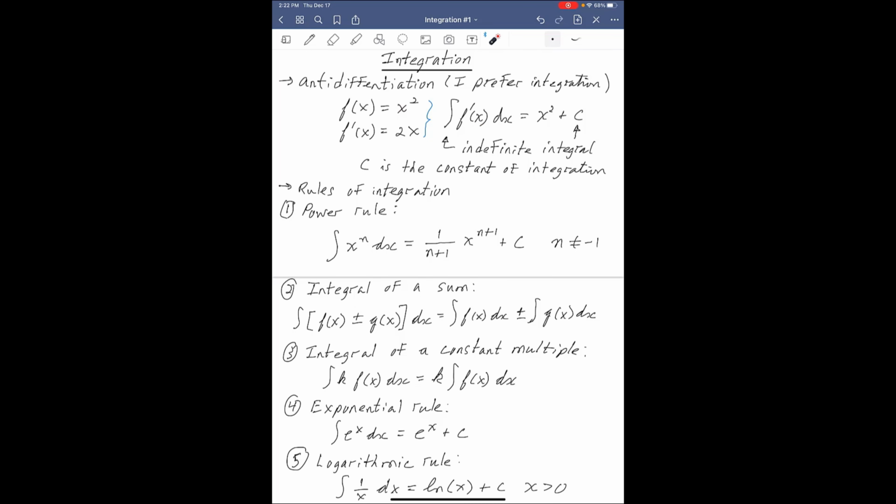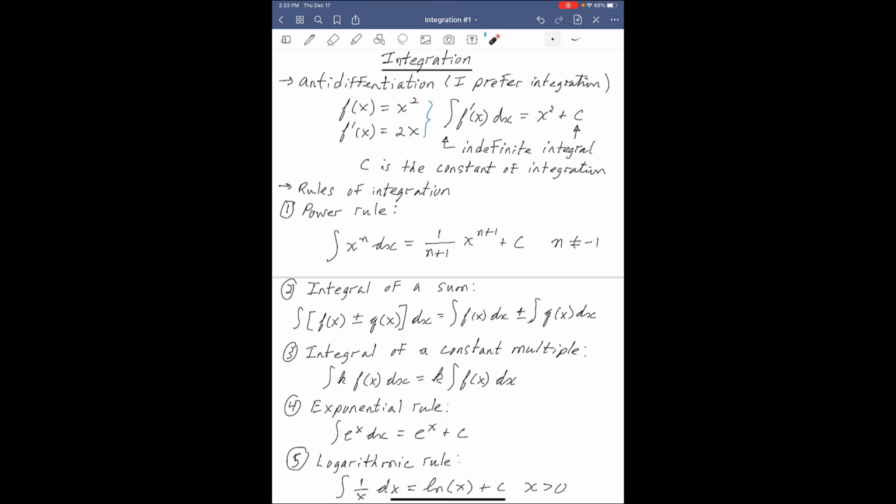but because it's an indefinite integral, we also have to add this constant c, because you know that if you take the derivative of x squared plus c, it's 2x. So you have to take into account this c, which is known as the constant of integration. Now there are some rules for integration.